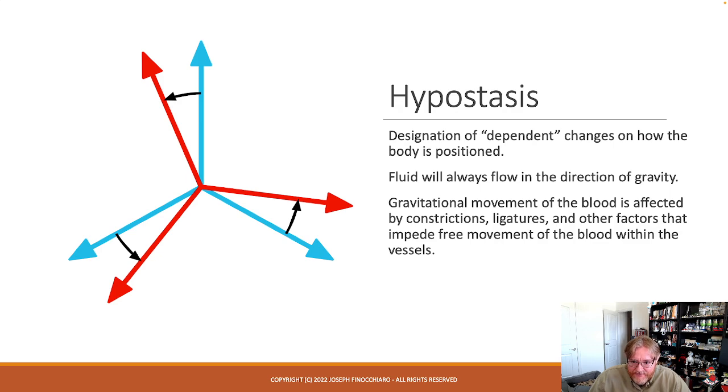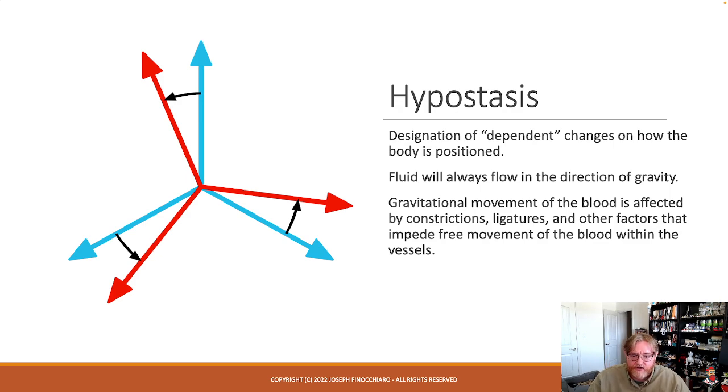So, hypostasis. Designation of dependent changes on how the body is positioned, because fluid will always flow in the direction of gravity. So if I am laying on my back, the dependent area of my body is going to be my back. If I am rolled on my side, the dependent area of my body is going to be my left arm if I'm rolled over onto my left arm, and all the tissues in that area, including my face and legs.